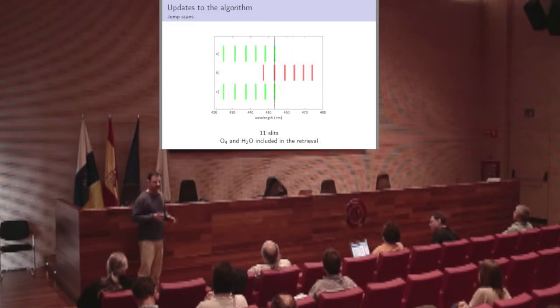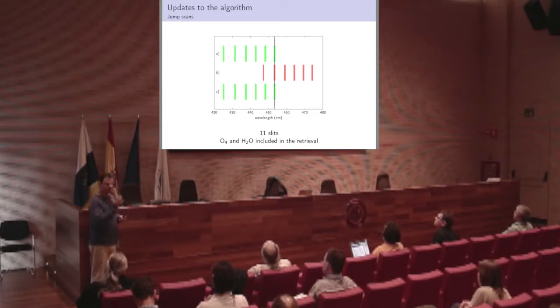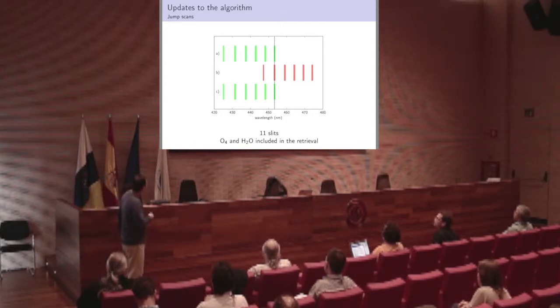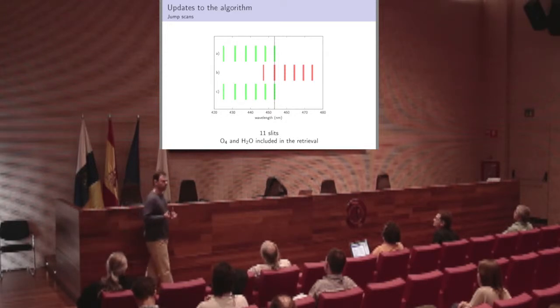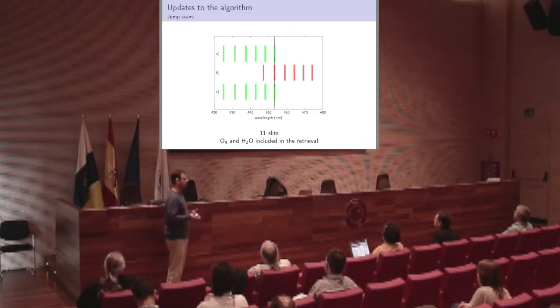A completely different technique I also employed uses 11 slits, 11 wavelengths. You can swing the grating into different positions, like, for example, in Umkehr measurements, while keeping fixed one wavelength for cloud screening purposes. So you have 11 independent pieces of information that you can use, for example, to include the oxygen dimer and the water vapor inside the retrieval of the nitrogen dioxide.